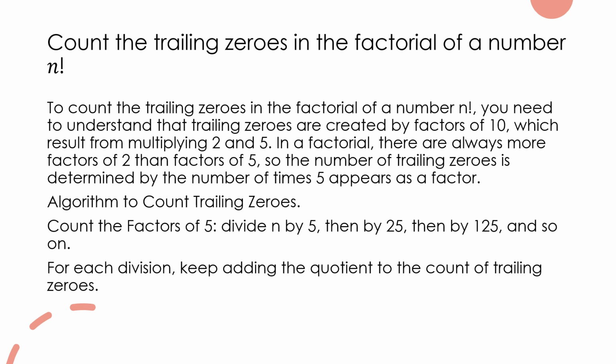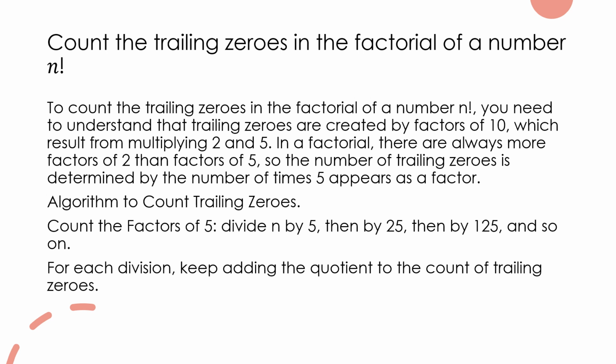To count the trailing zeros in the factorial of a number n, you need to understand that trailing zeros are created by factors of 10, which result from multiplying 2 and 5. In a factorial, there are always more factors of 2 than factors of 5, so the number of trailing zeros is determined by the number of times 5 appears as a factor.